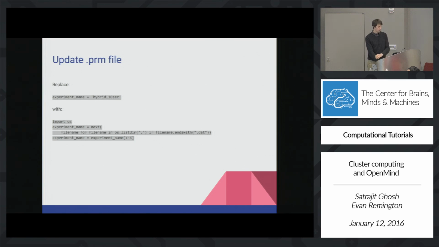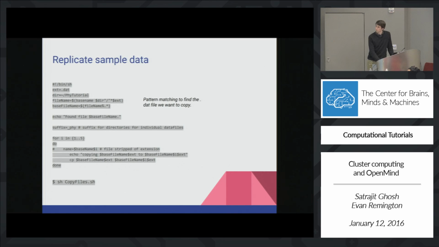We're going to update the PRM file. This is the only Python code that I have in the talk. Because we're going to copy and make a bunch of different files, you're going to have to tell the script to look for the file in the directory that it needs to work on rather than hard coding it.